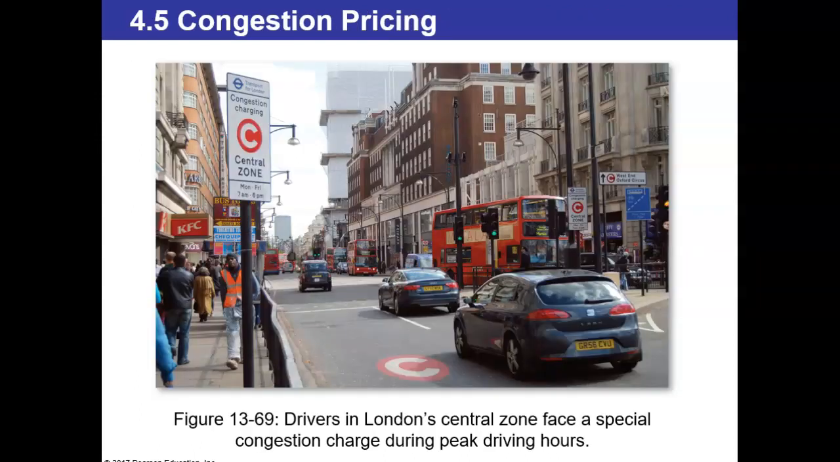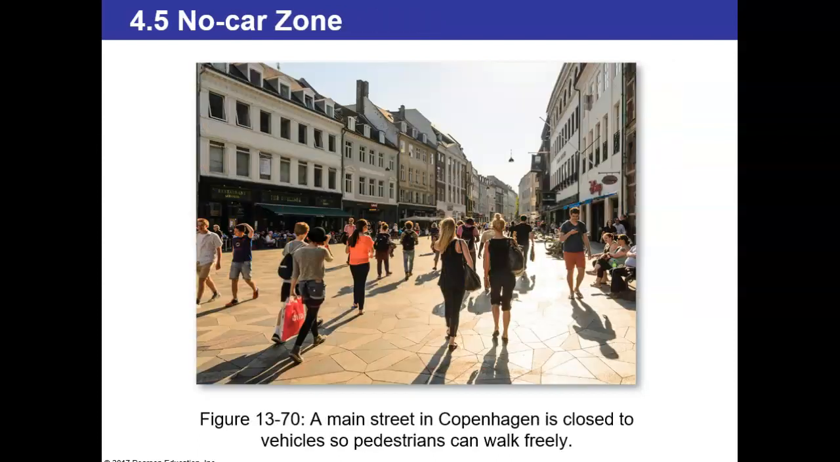Take a look at figure 13-69. Drivers in London's central zone face a special congestion charge during peak driving hours. In figure 13-70, we see a main street in Copenhagen. It's closed to vehicles, so pedestrians can walk freely. So it's actually a ban on vehicles in this region.